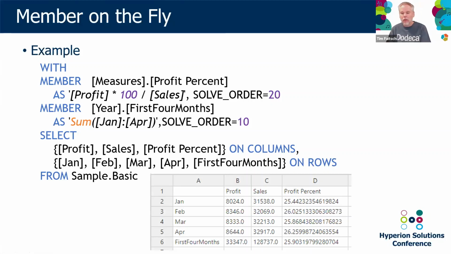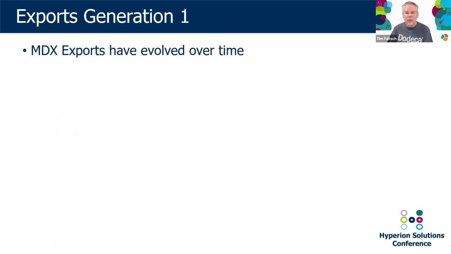And here we go. This is the result that we'd get if we ran this query. We've got our months down the rows. We've got our profit, sales, and profit percent across the columns. Very exciting. All right, let's get more into the bleeding edge here. So exports, we want to pull our data out of our cube.